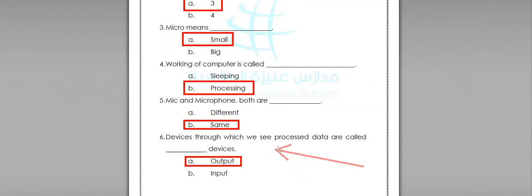Devices through which we see processed data, the data which is finalized. What is meant by processed? Processed means the data is ready to check. So the devices through which we see processed data are called output devices.